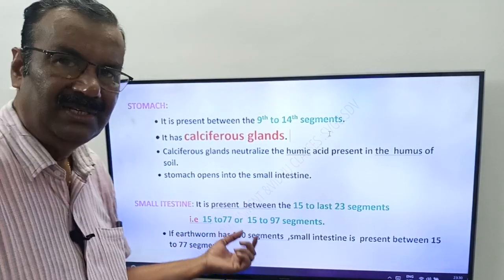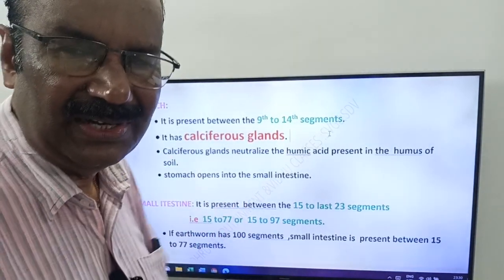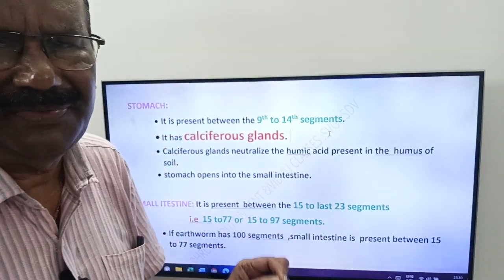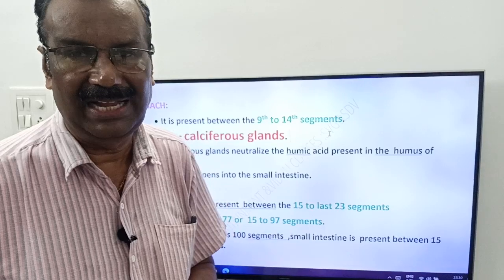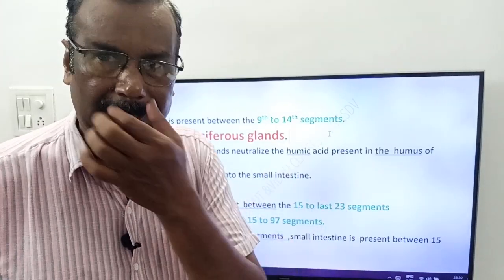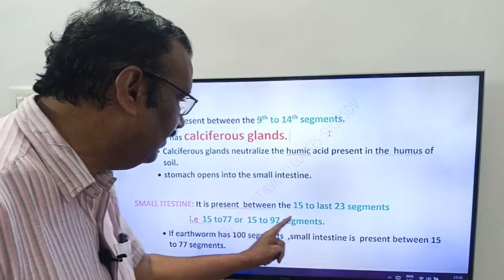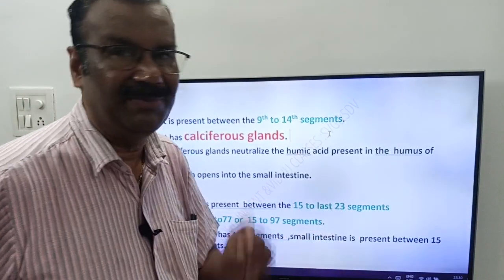See, friends, what is the location of small intestine? Here you have to concentrate, friends. Generally, small intestine is present from the 15th to the last segment. In your book, they have given like that, friends. But you have to demarcate. Small intestine is present between the 15th and the last 23 segments.